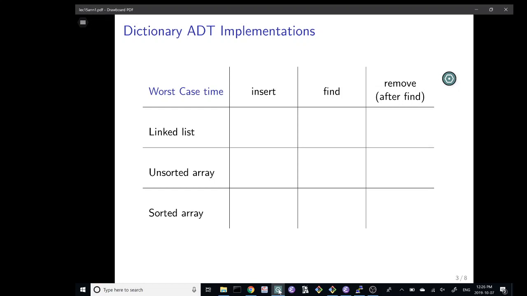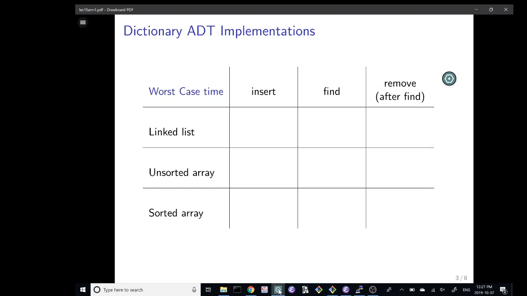So we know linked lists, we know unsorted arrays, and we know sorted arrays. You remember, dictionaries have an orderable key, so the keys are orderable, we could sort them. They have associated with the key a bit of data, and we are given as input, when we want to find something, the key and we want to retrieve the data. Okay, how much time does it take, in the worst case, to perform these operations on our different data structures that we know?